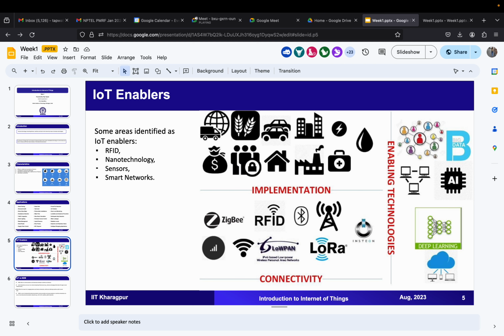Basically, the aim of these sessions is to provide you various questions which were discussed in the previous run of this course. I'm just giving you a brief summary. Then next one is IoT enablers. There are various enablers. Here are some. First one is RFID, then nanotechnology, sensors, smart networks. With the help of these technologies, IoT devices can interact with each other.